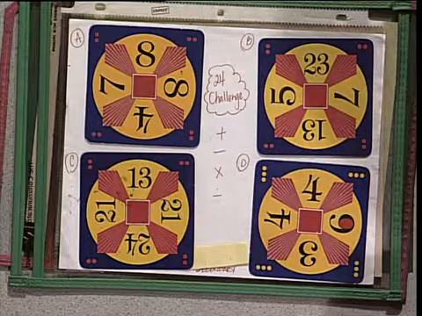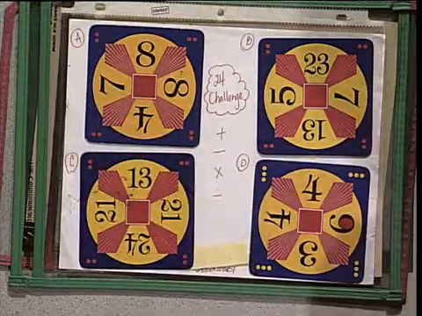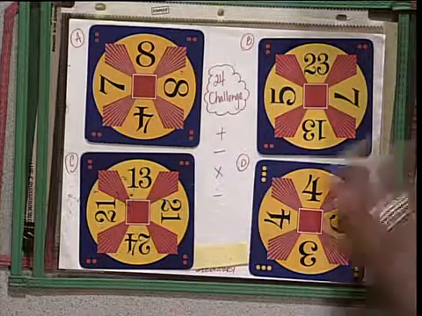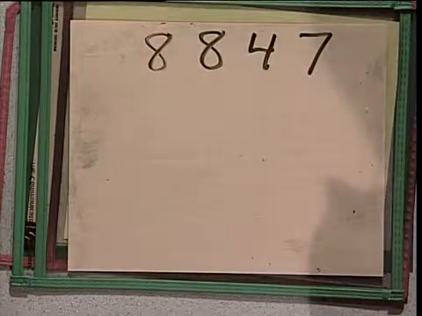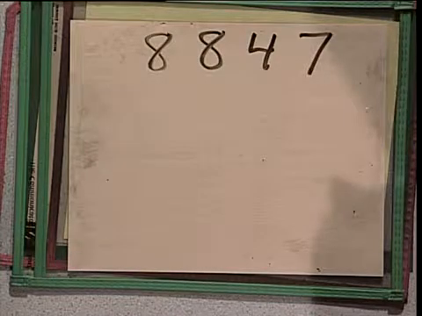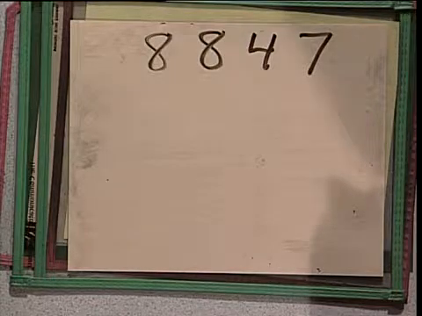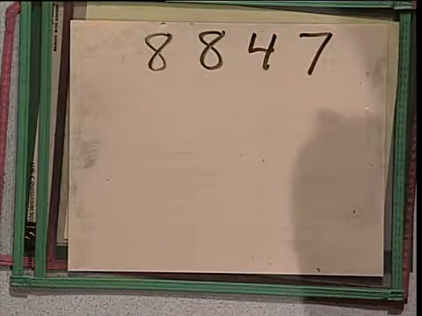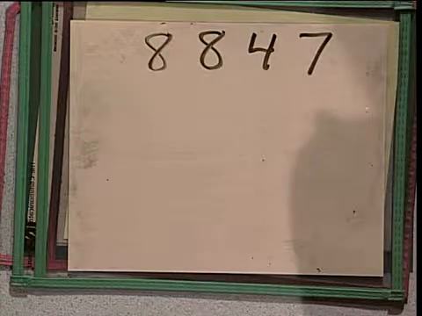Okay, Ryan, what card are you going to work on? I'm going to work on A. A. So you have the numbers 8, 8, 4, 7. Ryan, do you have those numbers? Yes. Okay. All right. Anytime you're ready. Okay, Ryan, what's the first step? You have to... Okay, Ryan, have you already worked the problem out? Have you already solved the problem? Yeah. Okay, so what did you do first?